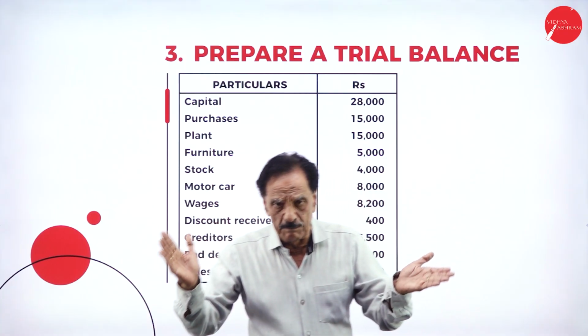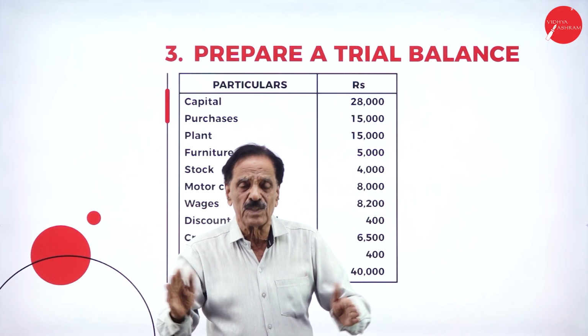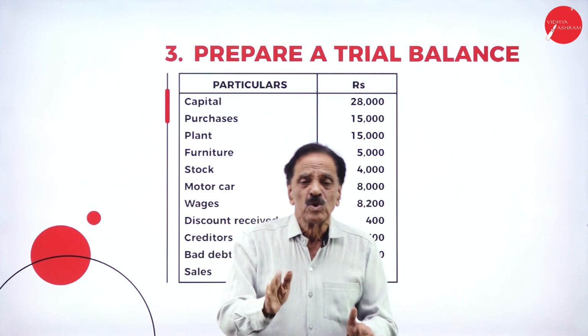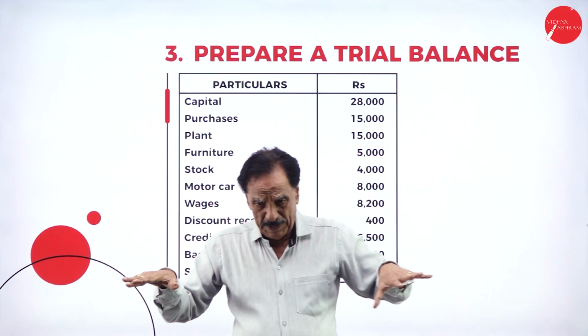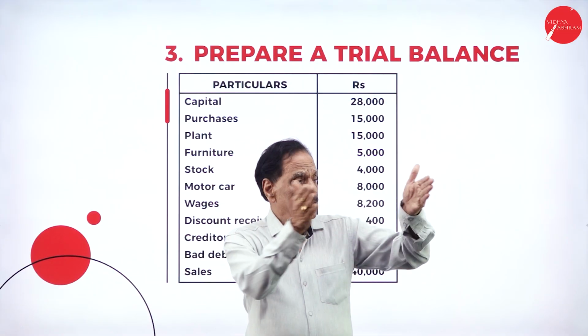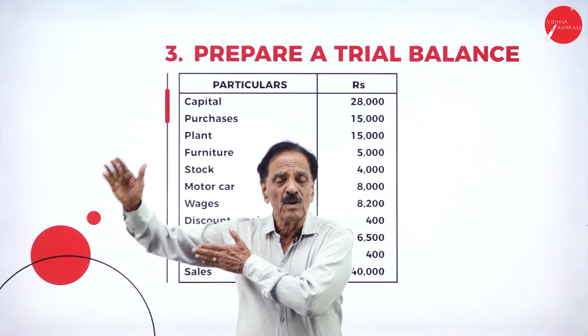So what is a trial balance? A trial balance shows the arithmetical accuracy of books of account. It should have two sides. One is called the debit side, one is called the credit side. Debit side should be equal to credit side.